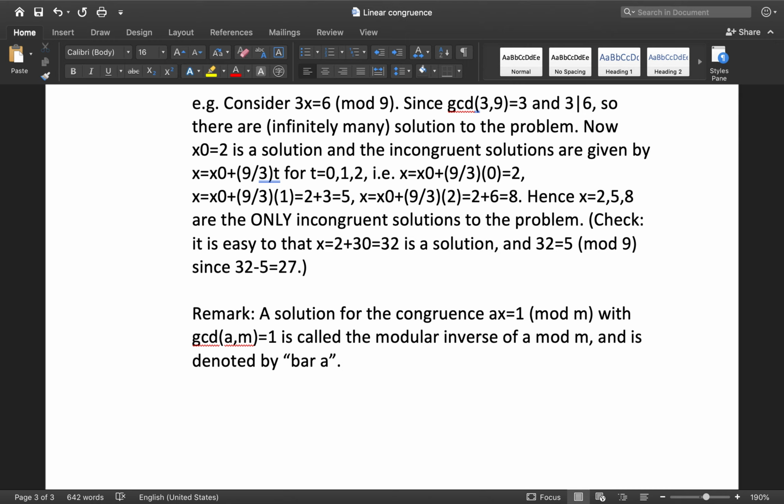I cannot type it here. Anyway, it's like you have the letter a, but you put a bar on top of a, so it's the bar a. Just a notation.